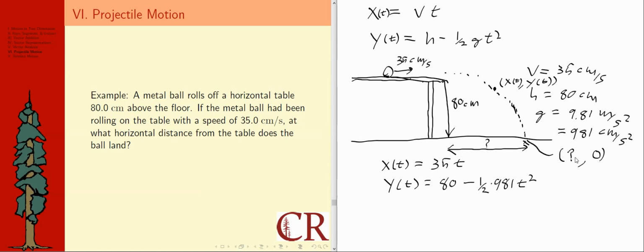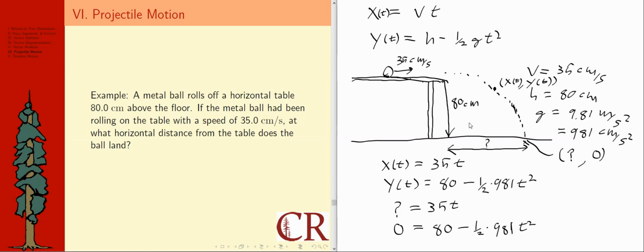If I treat that ordered pair as representing the point I'm looking at, then in terms of these two equations of motion, I've got question mark equal to 35 times t, and then I've got 0, because I know the vertical position when it lands is 0, equal to 80 minus the 1/2 times 981 t squared. Now I've got a math problem that I think I might actually be able to solve.